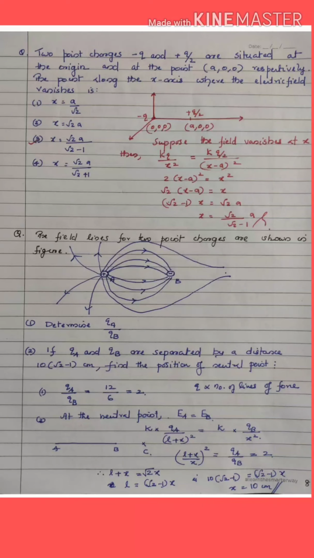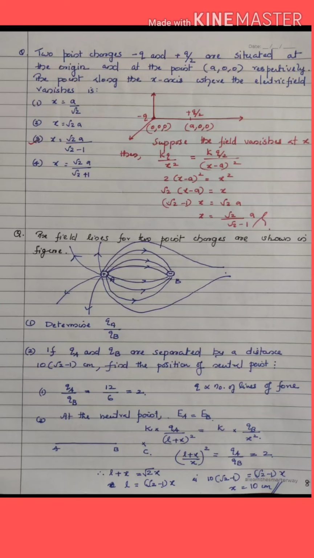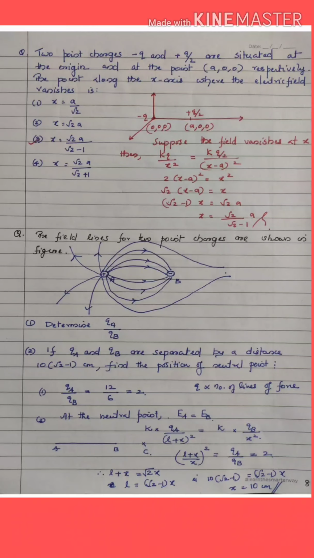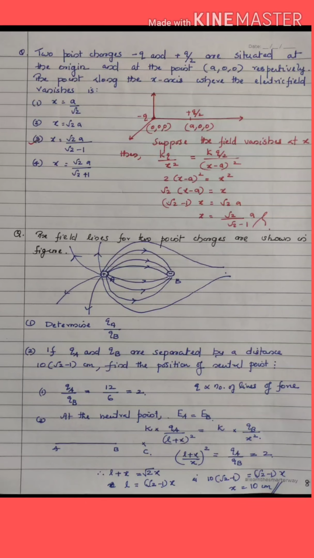Then to find the neutral point, here also the situation is like before, and hence you have to take an additional point outside. So from A it is represented as L plus X, and from B it is X. Hence from A we can say L plus X. Then you can easily substitute the values and you get the answer.